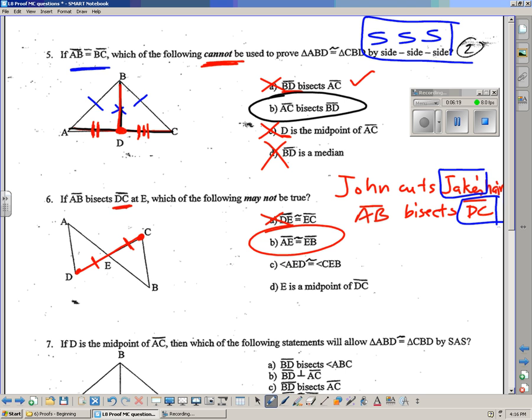Let's talk about these other ones. Angle AED is congruent to angle CEB. AED is right here, CEB is there. Those are vertical angles. That's one of those things that we're allowed to get for free. We're allowed to look at the picture and say, oh, we have vertical angles. So that's definitely true. Then, last but not least, E is the midpoint of DC. Well, if DE is equal to EC, then E would have to be the midpoint of DC. So that's actually true. So the only one that may not be true is AE is congruent to EB. That may not be true.